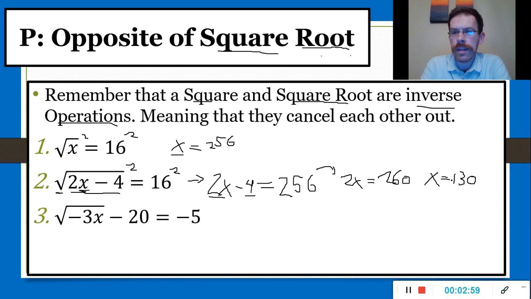Now, if you have something like this, I say, oh, well, I obviously got to get rid of the square root first. You do have to get rid of the square root. That is true. But does the square root cover the whole problem? No, it doesn't. You have this minus 20 on the outside, and if you're working from the outside to the inside, you have to take care of that minus 20 first. Do the opposite of a minus 20, then do the square, then divide by the negative 3.